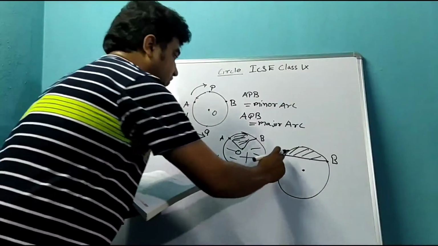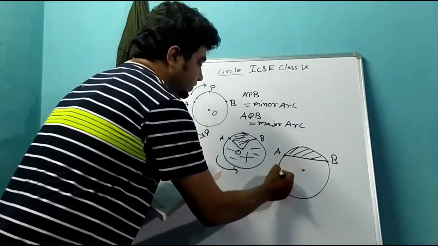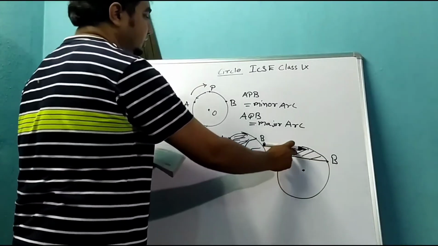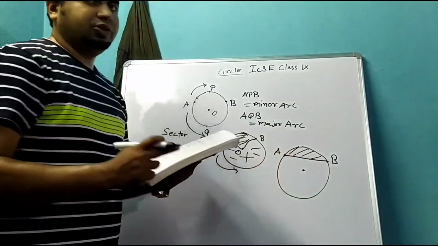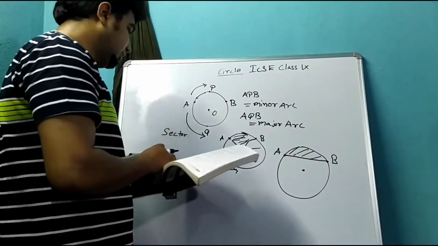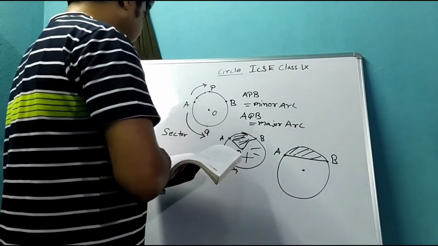So this is one segment and this is also a segment. This is known as the major segment and this is known as the minor segment. So these are two things we should know about: major segment as well as minor segment.